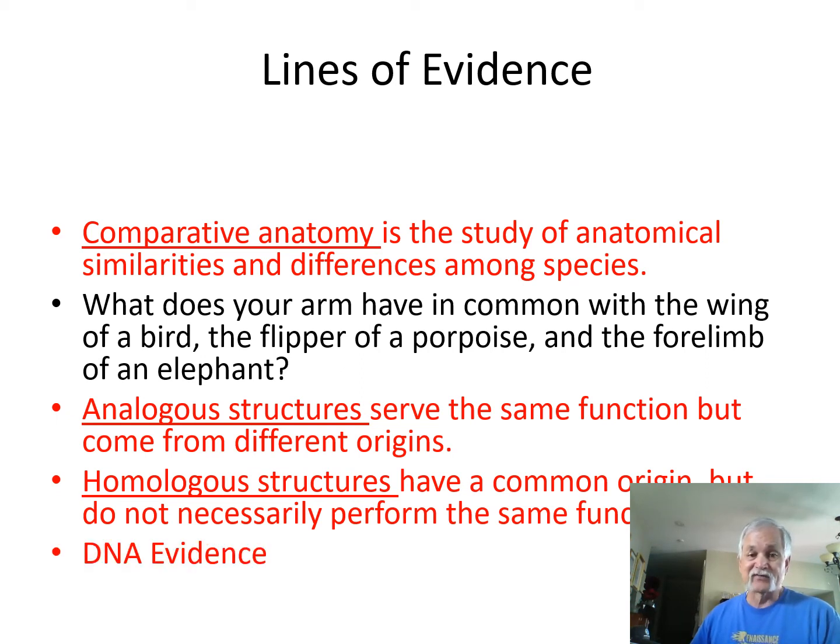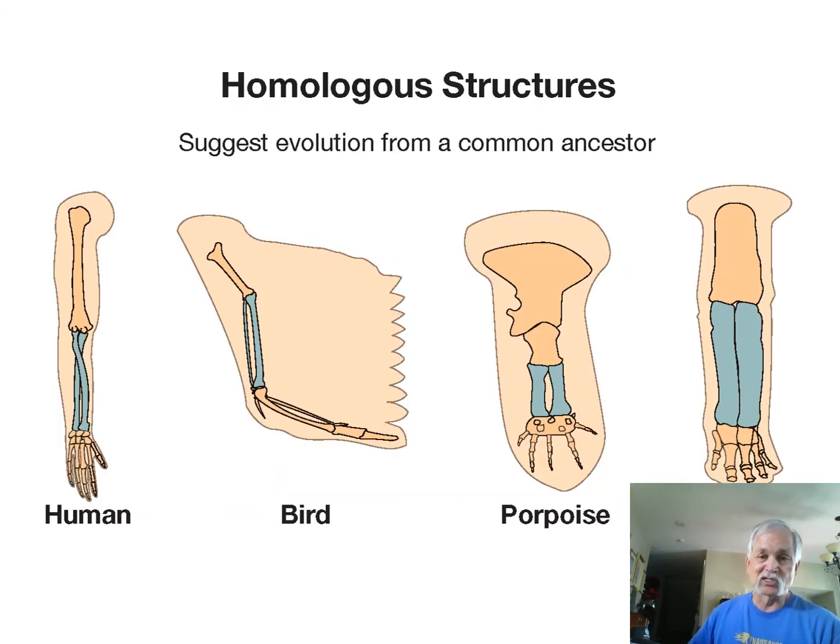And of course there's DNA evidence. That's probably the most precise thing that we have now, but DNA wasn't even discovered until the 1950s. And then we didn't really know what to do with the information until probably after 1980 when we started the Human Genome Project.